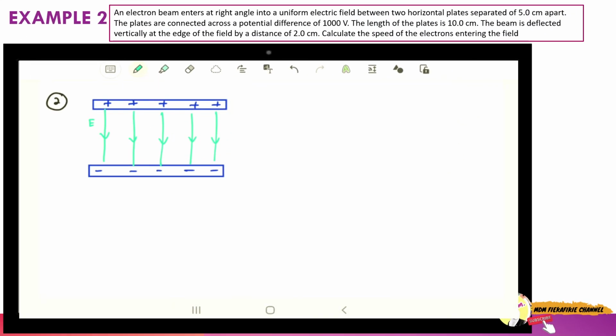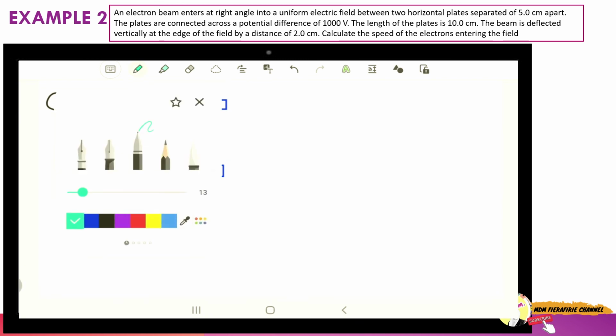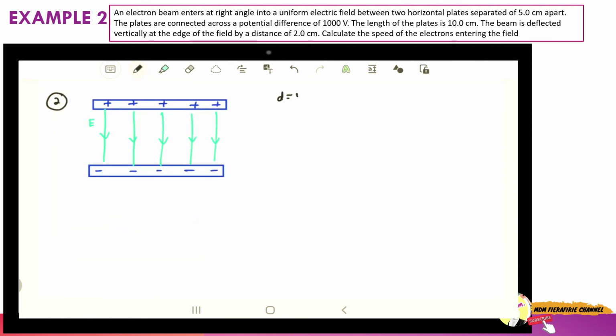Alright, example 2, we have an electron beam that enters at right angle into a uniform electric field between two horizontal plates separated 5.0 cm apart. So given that D is 5 cm, and the plates are connected across a potential difference of 1000 volt. Delta V is equal to 1000 volt. When the question states that the plates are connected across a potential difference of 1000 volt, that means the potential difference between the plates is 1000 volt.